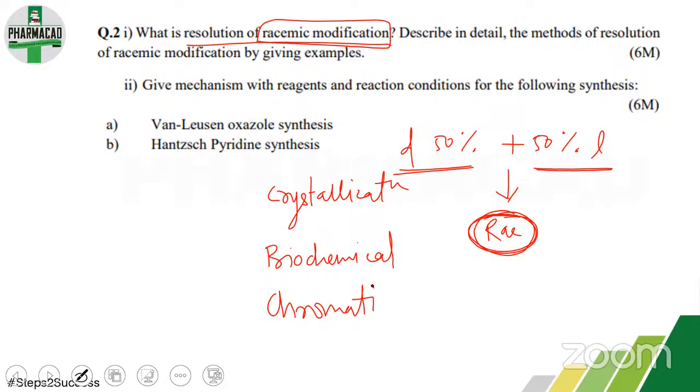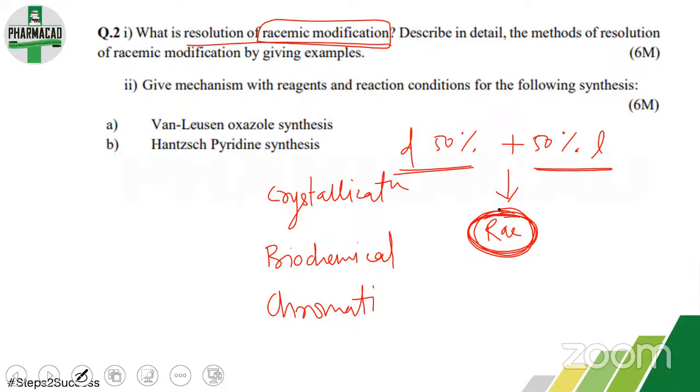The last method is the kinetic method. What we usually do is react the racemic mixture with a different reagent. Suppose we react a racemic mixture of mandelic acid with menthol. The dextro mandelic acid will react faster as compared to the levo. On that basis, we are able to separate the dextro and levo. So racemic modification has a total of 4 techniques: mechanical, that is crystallization, the biochemical, the chromatographic method, and the kinetic method.